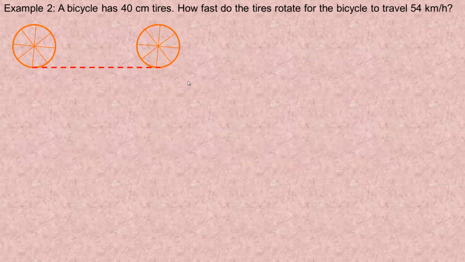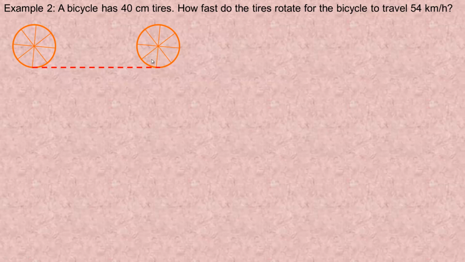On to example 2. So we've got a bicycle that has 40 centimeter tires, and of course you'd have to know is that diameter or radius. I'm going to use it to mean the radius here, but you'd have to make sure in a particular question, if you're told something's a certain size, what is it? Is it a diameter, radius, whatever it might be? So we're asked, how fast do the tires rotate for the bicycle to travel 54 kilometers per hour?